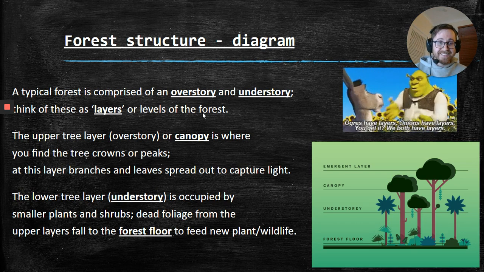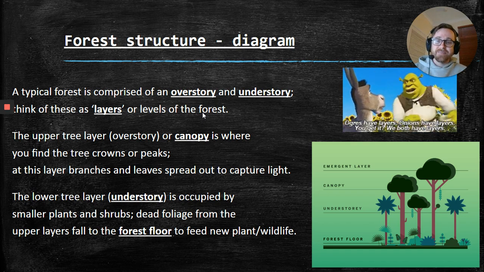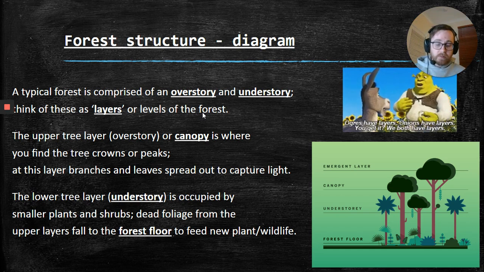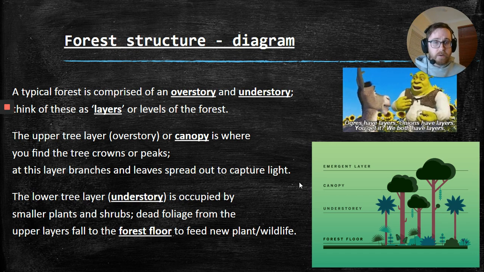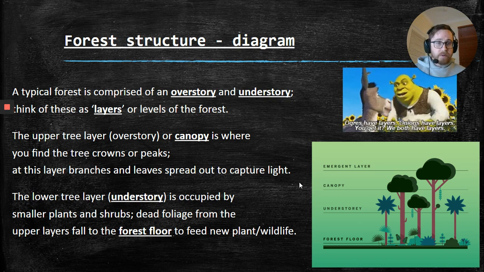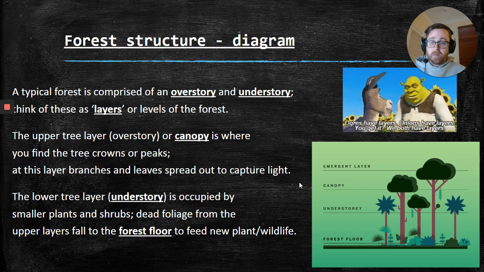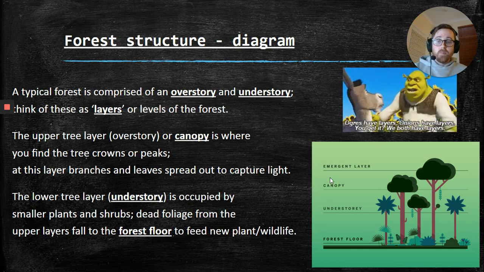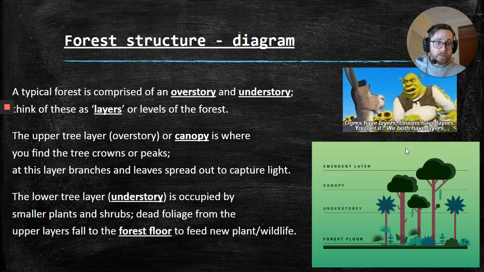Forest structure. I was quite proud of this GIF. That's my second GIF I've added to the PowerPoint, or third one. Anyway, a typical forest is comprised of an overstory and an understory. So I've got a little diagram down here, as you can see. What we're doing here is we're breaking down the different layers of the forest. So think of these understories and these overstories as different layers or levels in a forest, or like you're slicing through a cake. So the upper tree layer, the overstory, or the canopy, is where you find the tree crowns or peaks. So you can see here I've got these emergent trees that are popping up through the top.